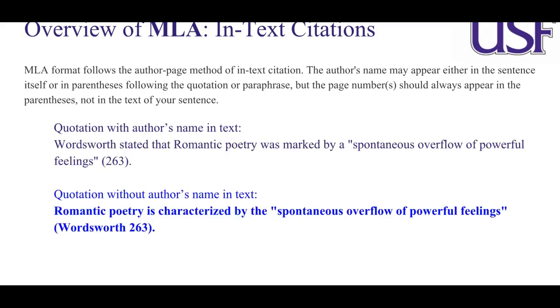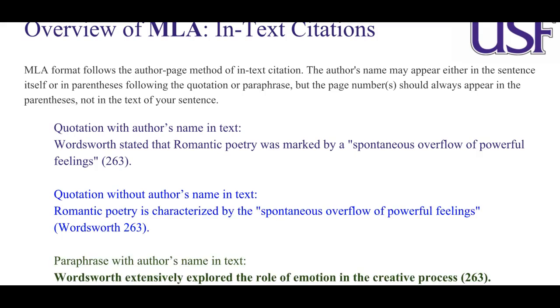However, if we don't use Wordsworth's name in the actual sentence, we need to include it at the end of our sentence in the parentheses. So you see in the second example how the parenthetical information at the end includes the author's last name as well as the page number that it's taken from. Note that in MLA we don't use commas, we don't use P to distinguish that this is the page, and we also are not required to put the year of publication in parentheses either.